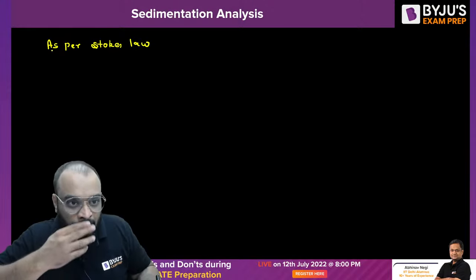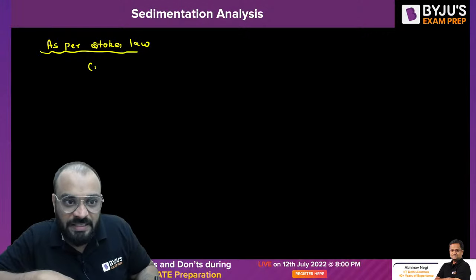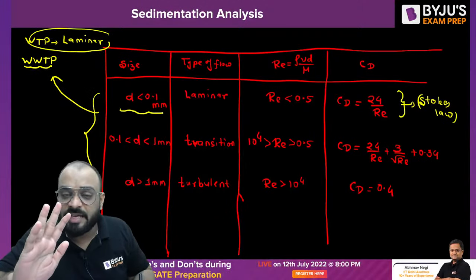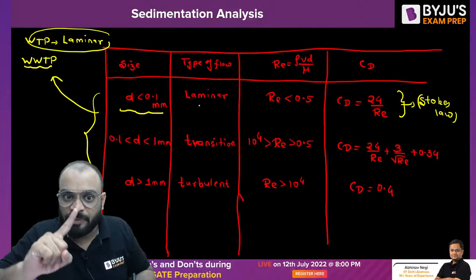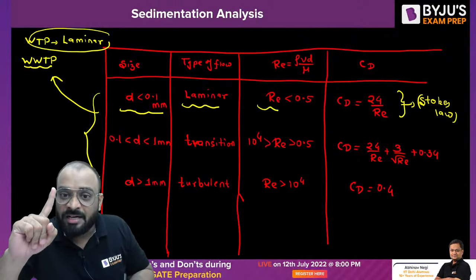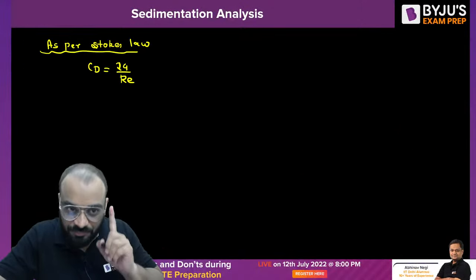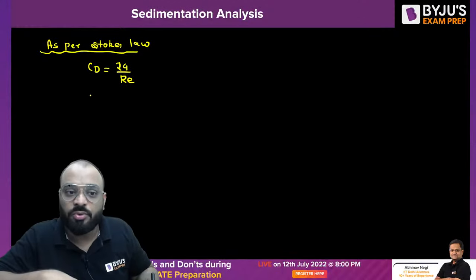So as per Stokes law, the value of CD is equal to 24 by Re. Correct? Now you can see here guys, Stokes law is valid only when the size of particle is less than 0.1 mm and the flow should be laminar and the Reynolds number is less than 0.5. Then only you can apply it, otherwise not. Okay. So CD is equal to 24 by Re.